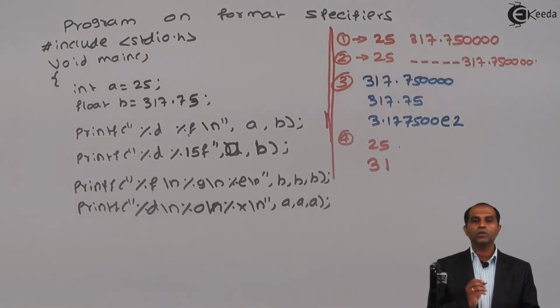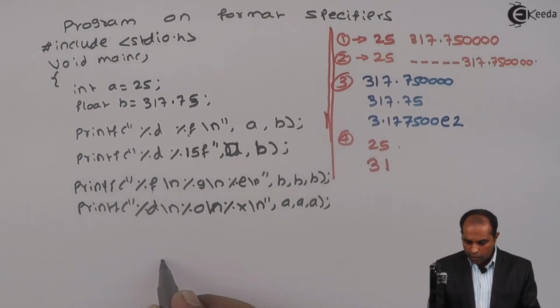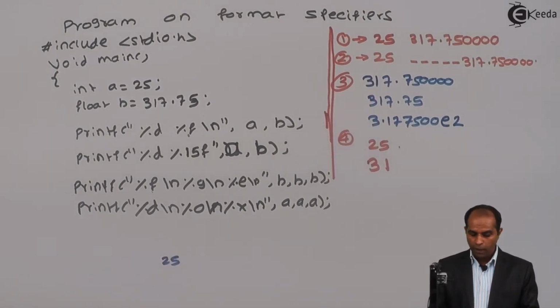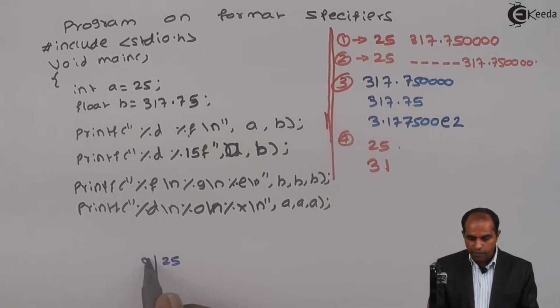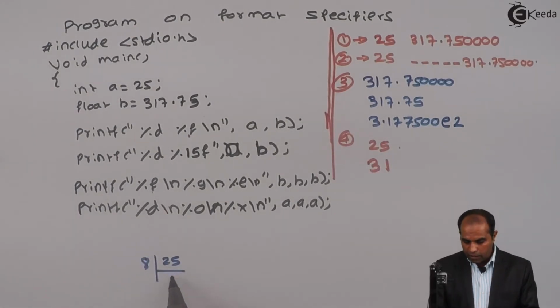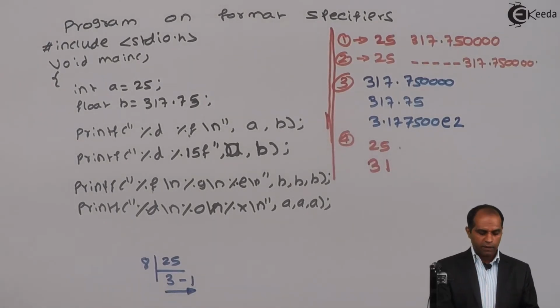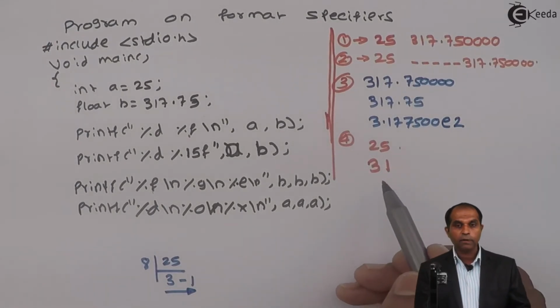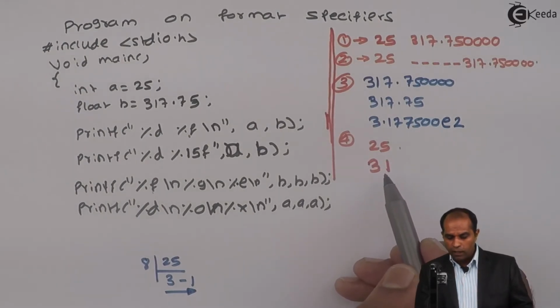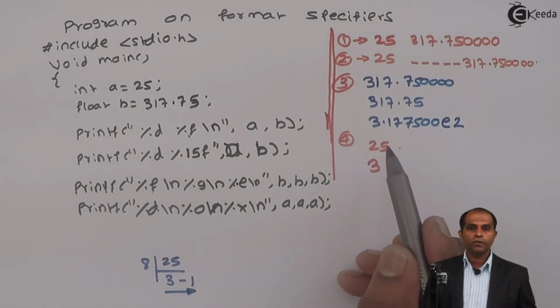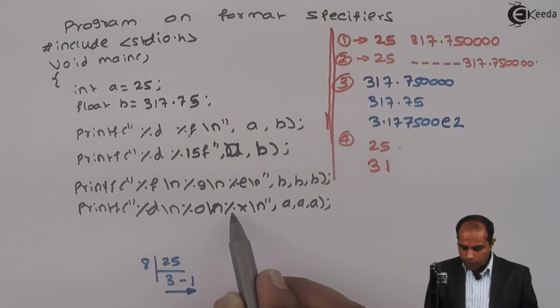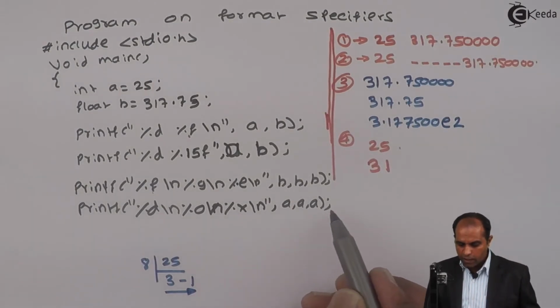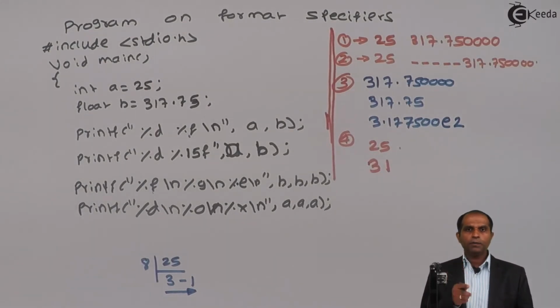For that, let's do simple mathematics. Take 25, then divide this by 8. 8 threes are 24, remainder is 1. So the number which is constructed is 31, hence the output that appears is 31. So it means that 31 is the octal equivalent of 25. The next specifier says %x and then a. Again, print the hexadecimal value of a.